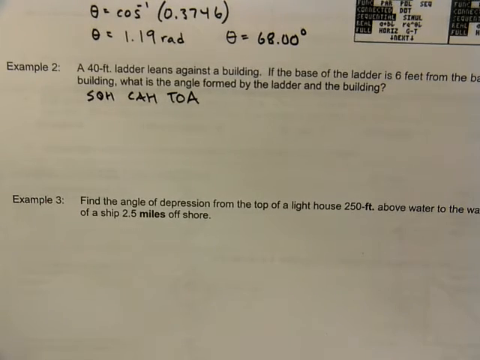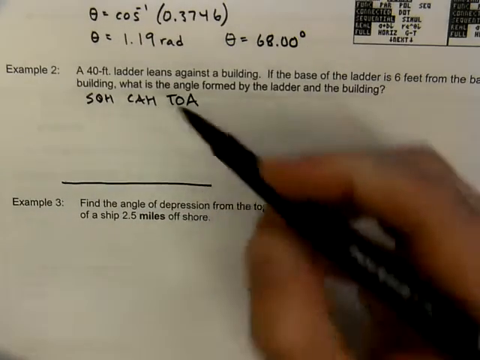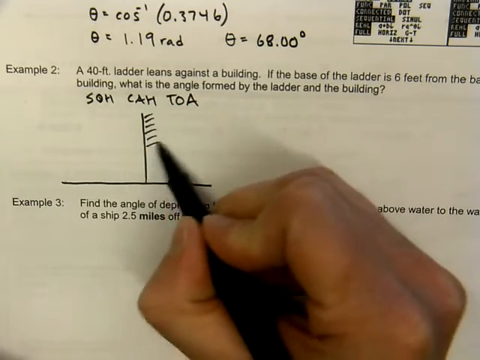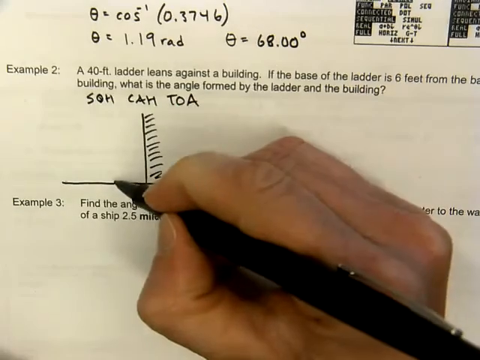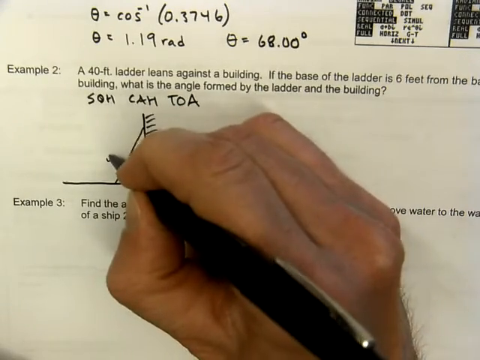So here's example number 2. We have a 40-foot ladder that leans against a building. If the base of the ladder is 6 feet from the base of the building, then what is the angle formed by the ladder and the building? All right, so here's my ground, and here's my building. So we'll say that's the wall of the building. And here's my ladder, and they tell us that it is a 40-foot ladder.